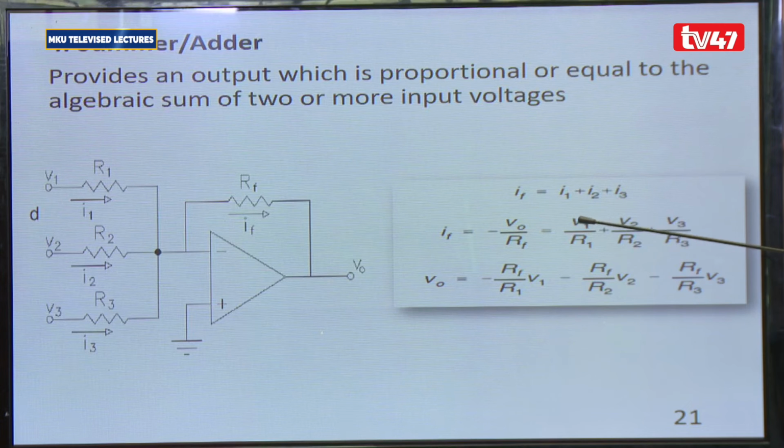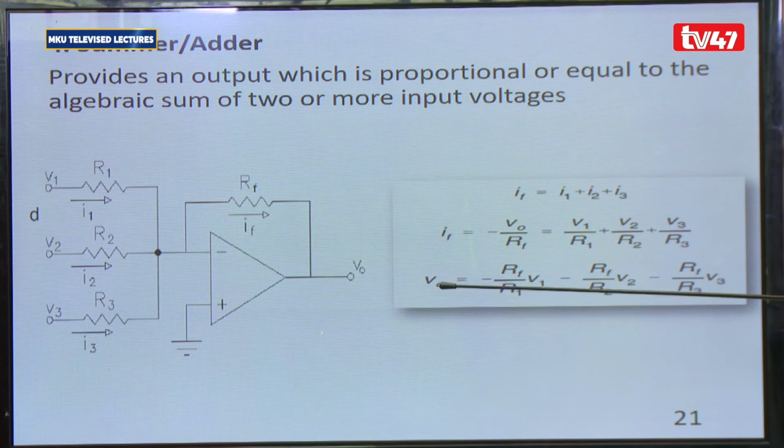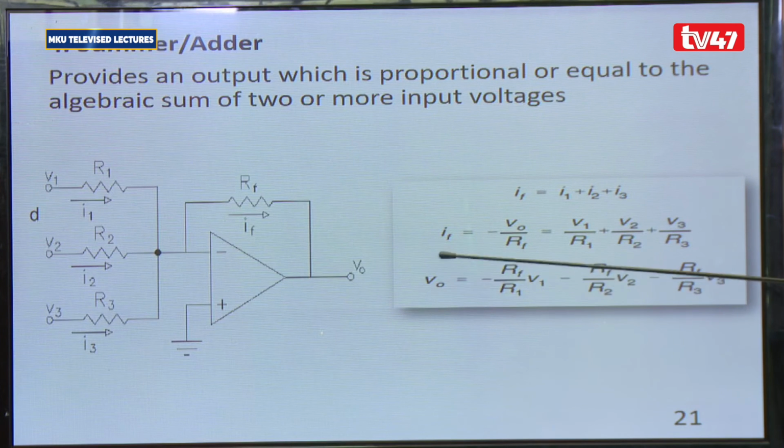This is I1, which is V1 over R1, I2, which is V2 over R2, then I3, which is V3 over R3. So if you rearrange and make V naught, the output voltage, the subject of the formula, then this is the expression that you get.